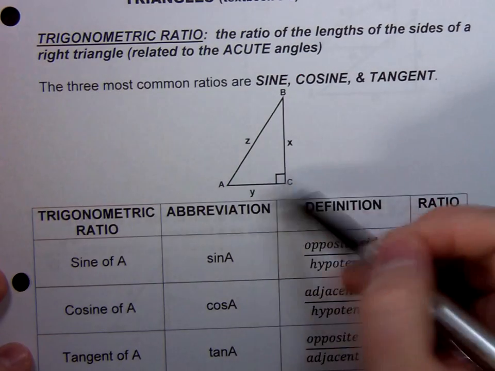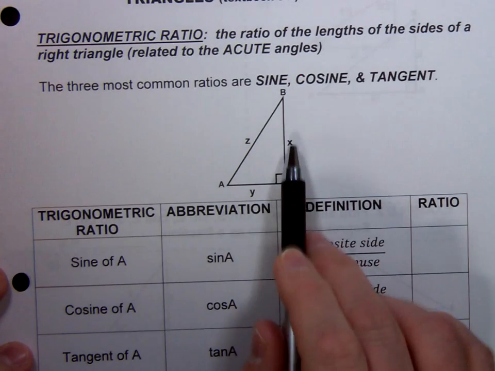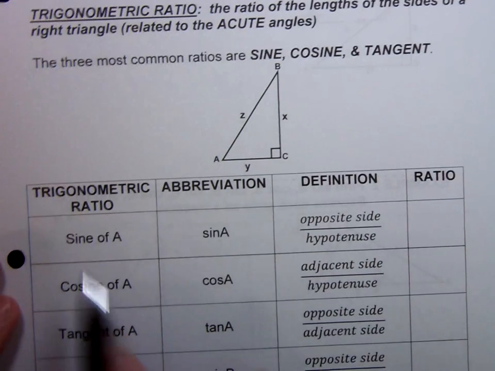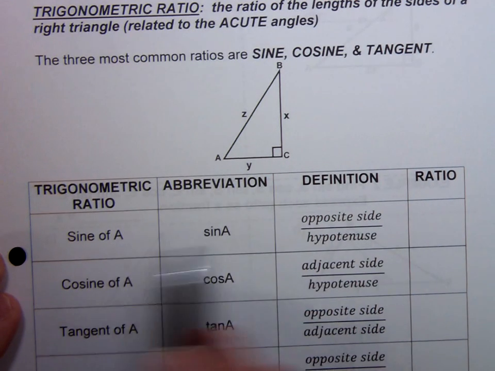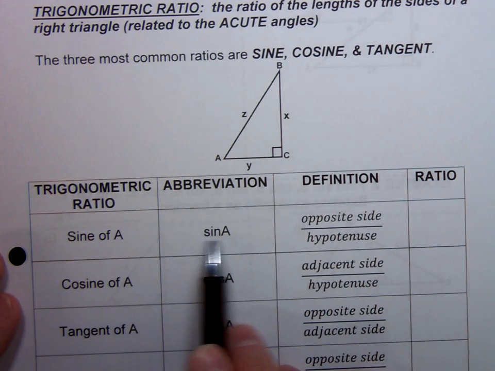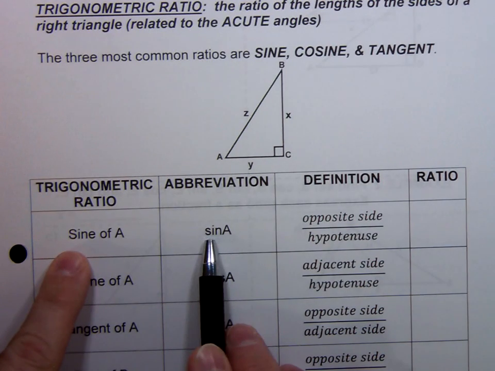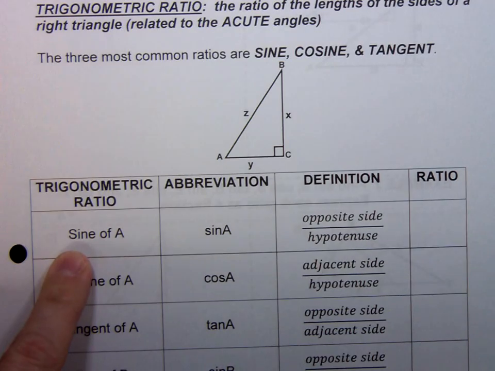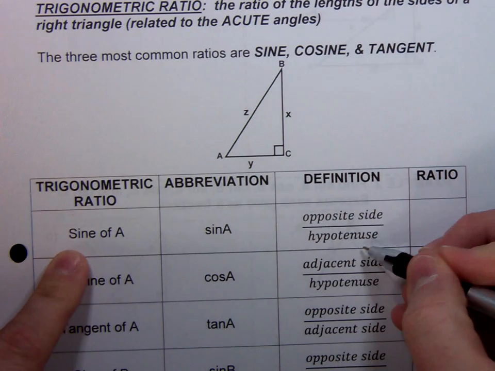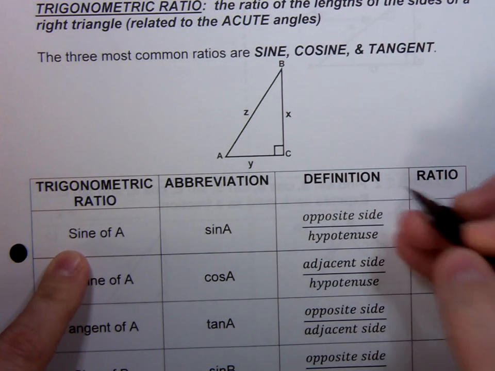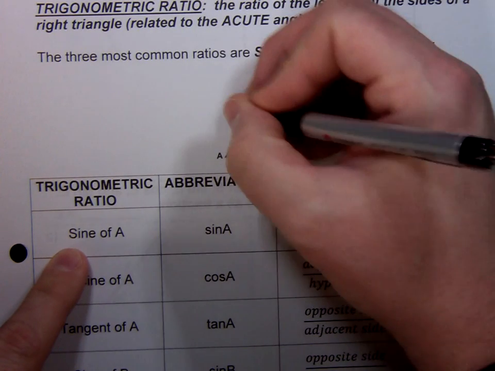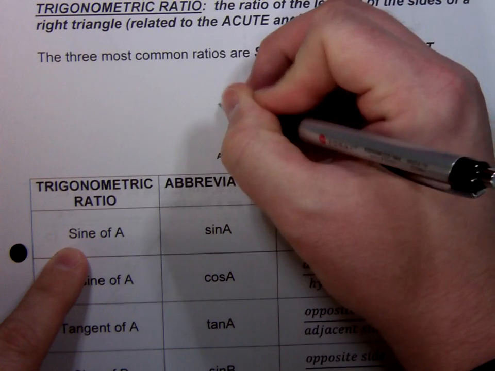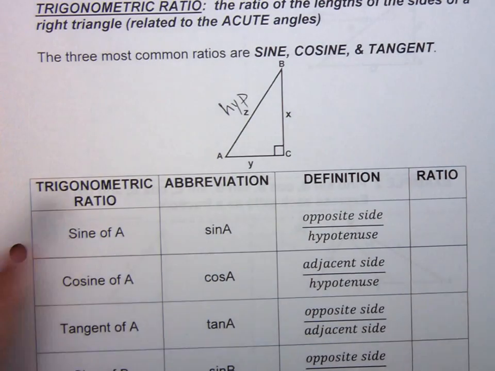So here's a right triangle, and the sides have been labeled x, y, and z. The sine of angle A can be abbreviated like this. When you see this, please make sure you're saying sine and not sin. That's the abbreviation. Sine of A is equal to the opposite side over the hypotenuse. The hypotenuse doesn't change. It's always the side opposite the right angle.